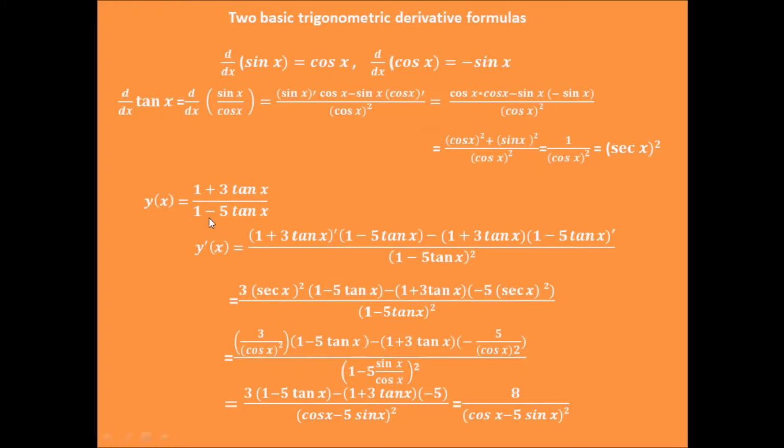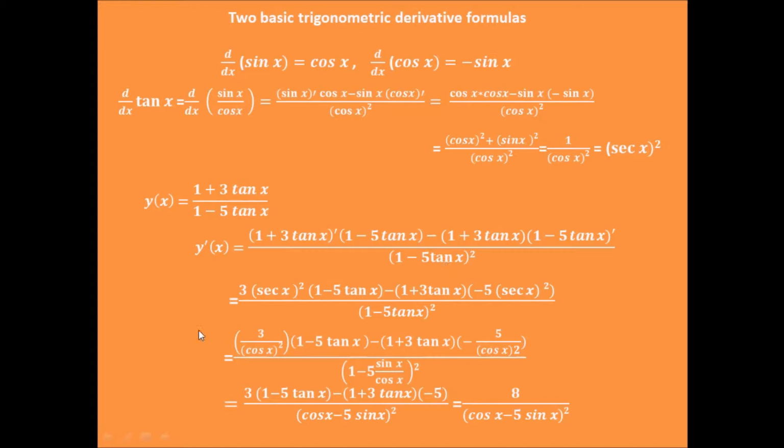For example, if we want to calculate the derivative for the function 1 plus 3 tangent x divided by 1 minus 5 tangent x. If you remember tangent x derivative, this formula, then you can directly use this formula. So the derivative for this function equals 1 plus 3 times tangent x derivative times 1 minus 5 tangent x minus 1 plus 3 times tangent x times 1 minus 5 tangent x derivative divided by 1 minus 5 times tangent x squared.